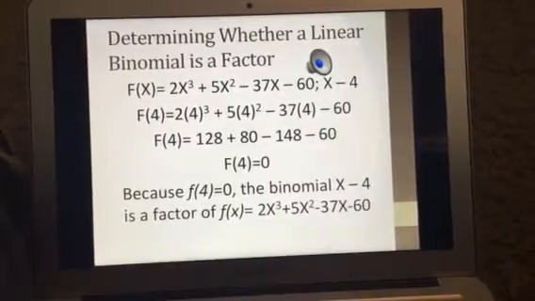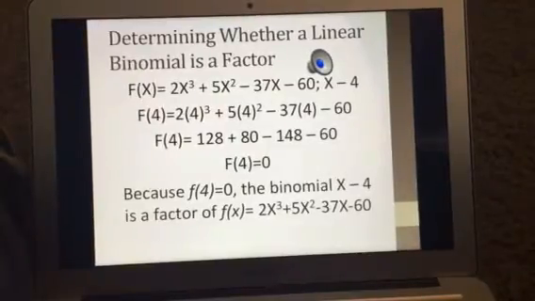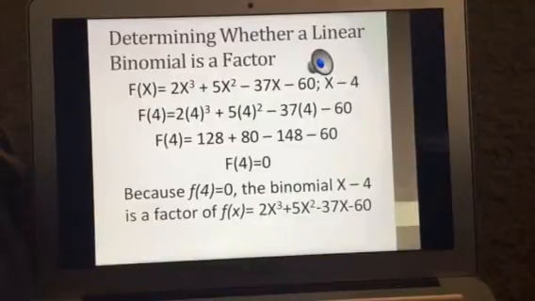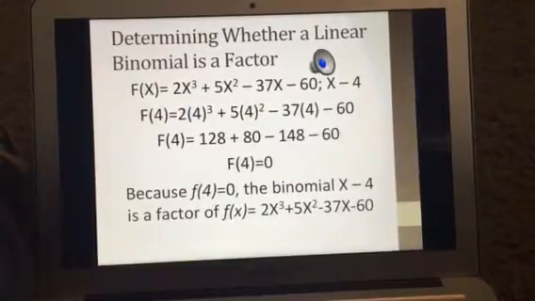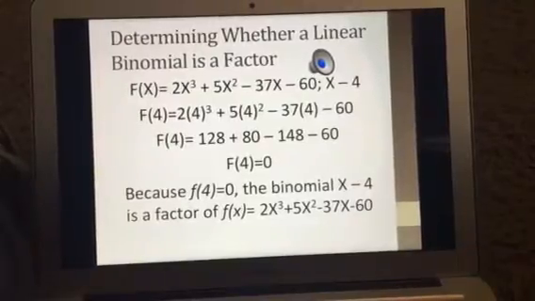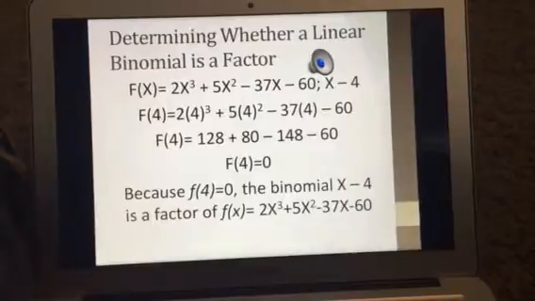So you know if you have x minus 4 that x equals 4, so you want to plug in 4 where you have every x. So you get f of 4 equals 2 times 4 raised to the third plus 5 times 4 raised to the second minus 37 times 4 minus 60. So you just need to simplify from there.